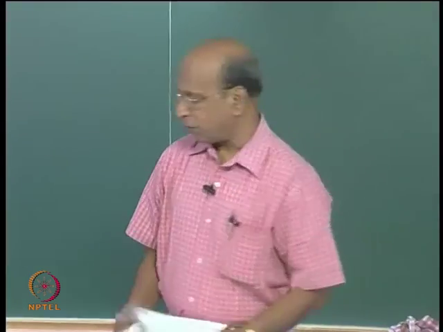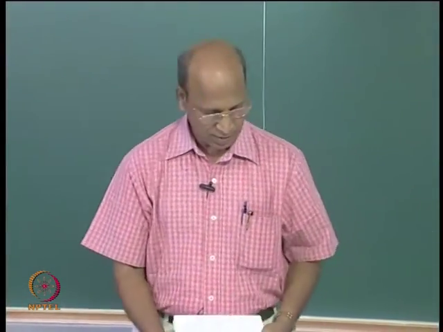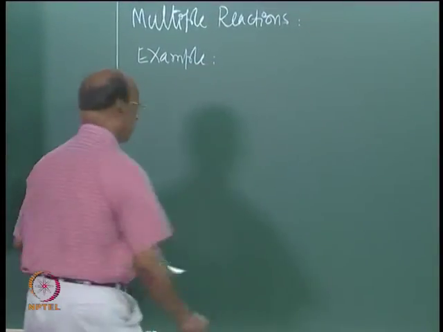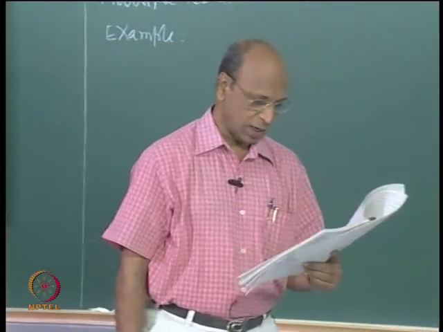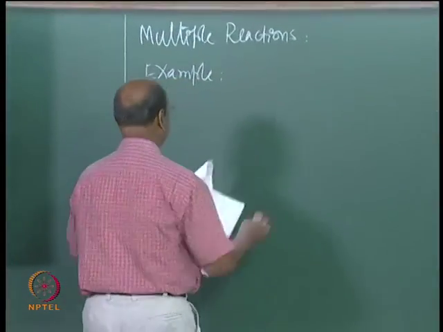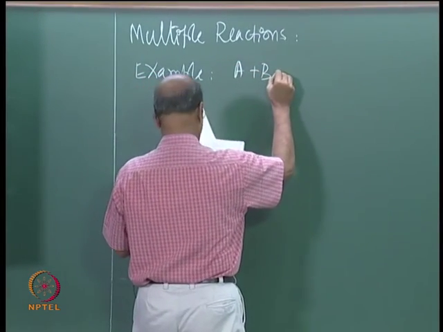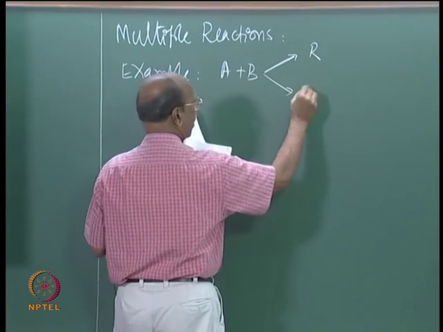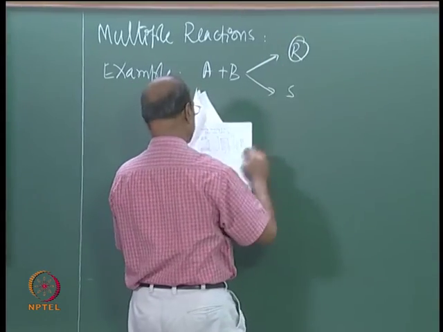Now, we will start this example that we were about to do yesterday. Please take this example, so that some of the rules we have learnt become slightly clearer now. Consider the aqueous reaction A plus B going to R and S. This is the desired one.